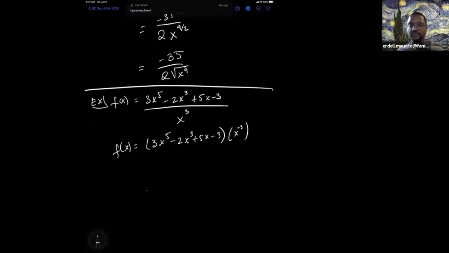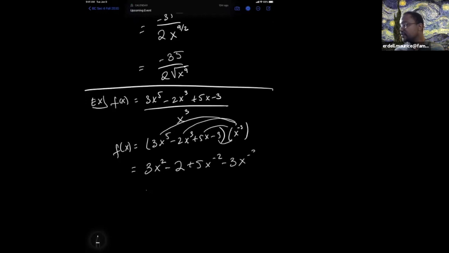Okay? And the weird part is that I have to then distribute. This times this is going to be 3x squared. This times this is simply going to be negative 2 because the x cubed and x to the negative 3 cancel out. This times this is going to be 5x to the negative 2. And then this times this is negative 3x to the negative 3. Questions there?